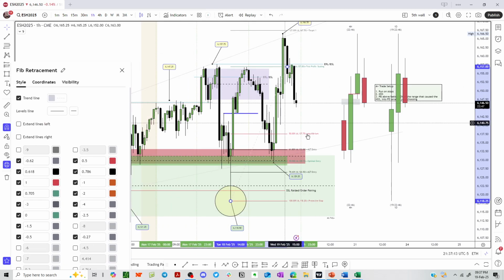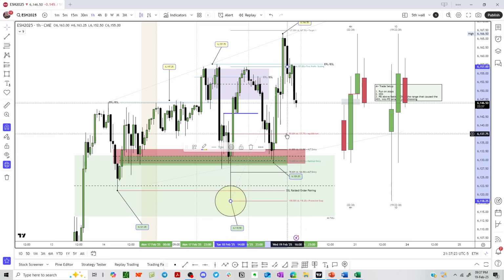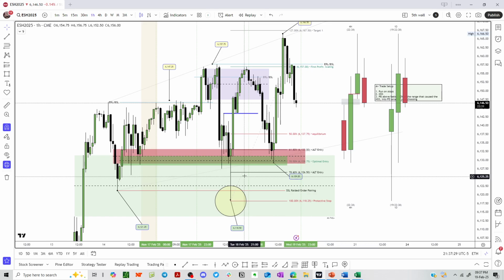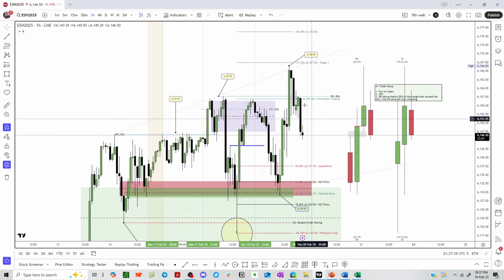All right, so that's your optimal trade entry long, using this swing low to this high. Let's make that bigger for those in the back. Optimal trade entry long: 70.5, 61.8, and your first profit target is that swing high. The second target didn't quite get there.